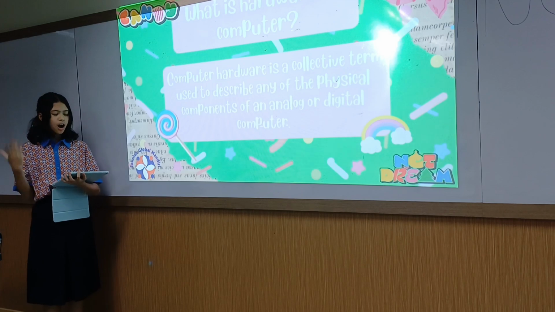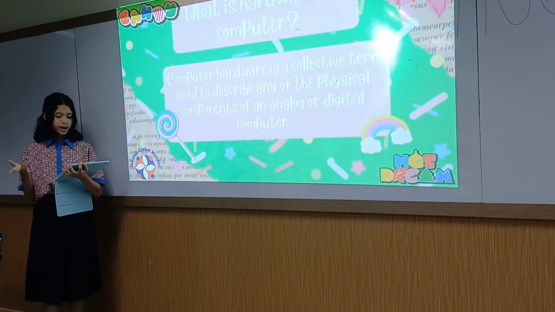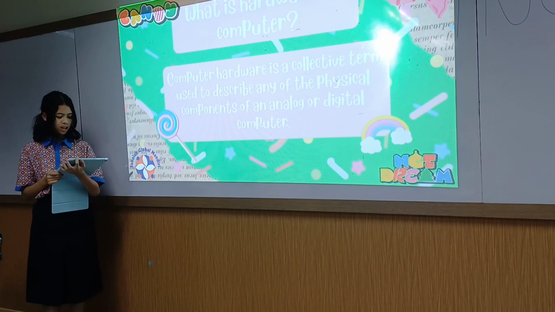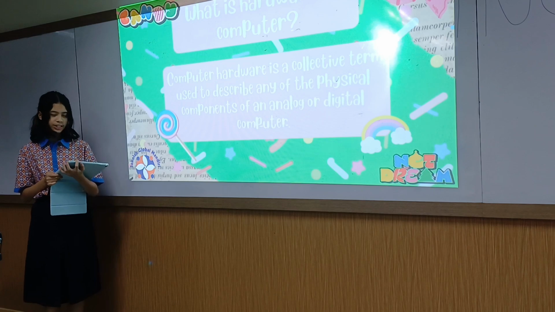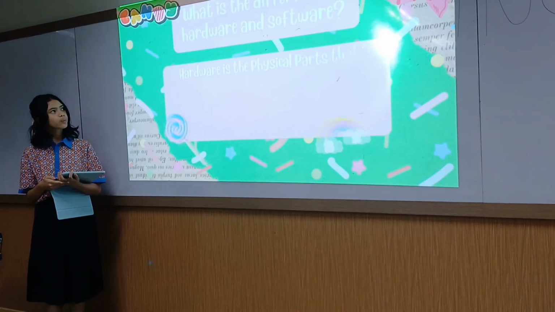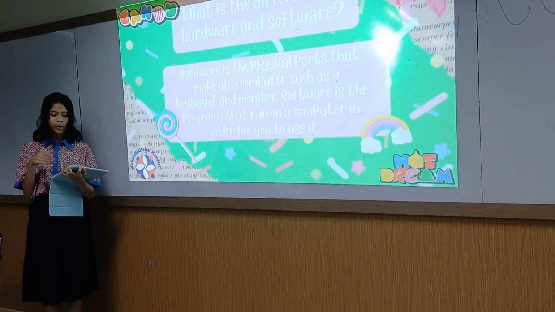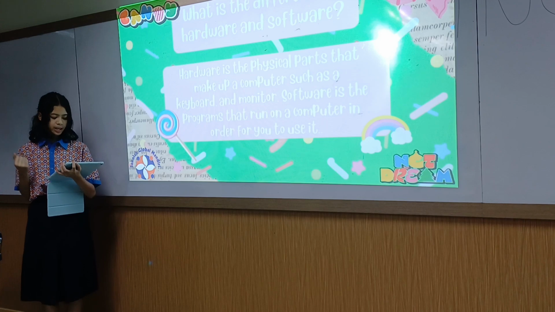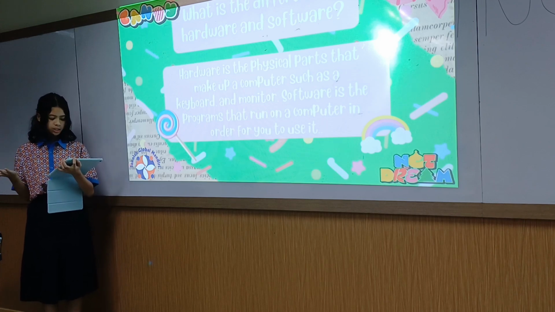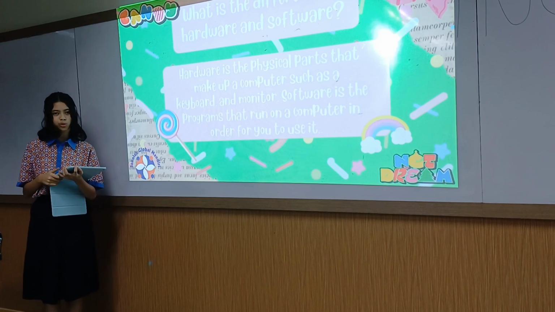Now we're moving on to the hardware of computer. What is hardware of computer? Computer hardware is a collective term used to describe any of the physical components of an analog or digital computer. Let's see the difference between hardware and software. Hardware is the physical part that makes up a computer, such as a keyboard. But software is the programs that run on the computer in order for you to use it.